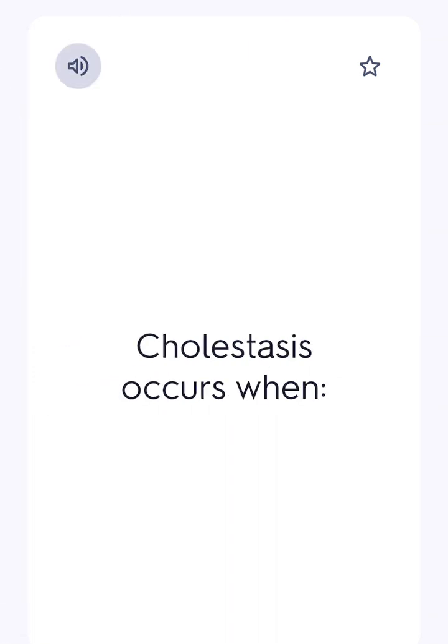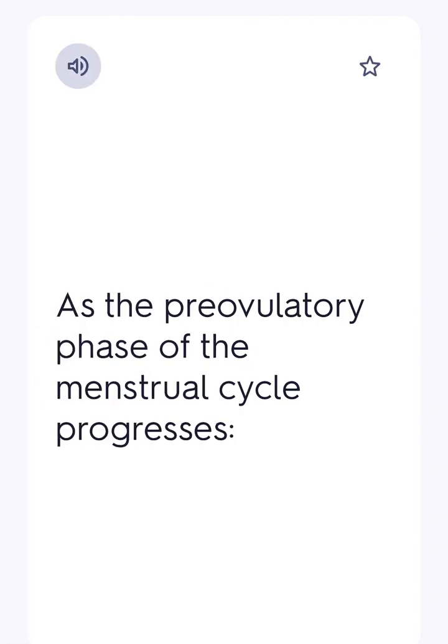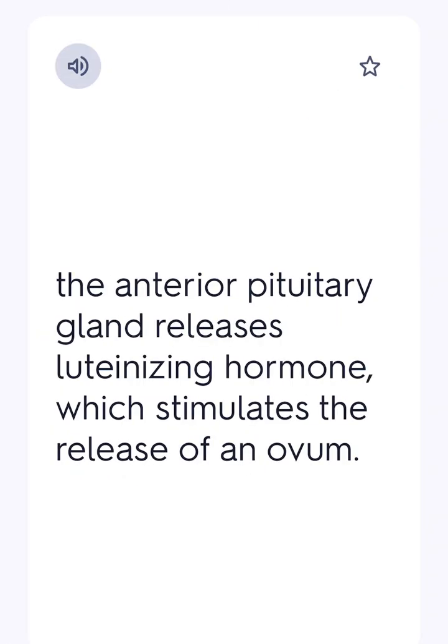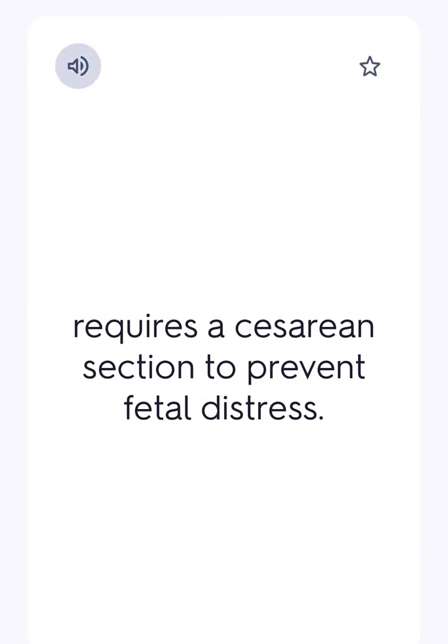Cholestasis occurs when hormones slow or block the normal flow of bile from the liver. As the pre-ovulatory phase of the menstrual cycle progresses, the anterior pituitary gland releases luteinizing hormone, which stimulates the release of an ovum. A pregnant woman with cephalopelvic disproportion requires a cesarean section to prevent fetal distress.